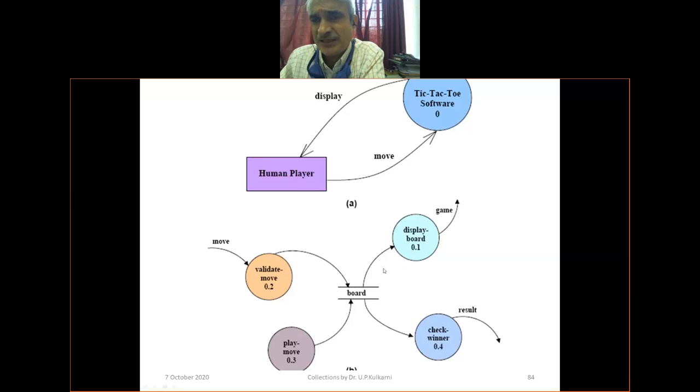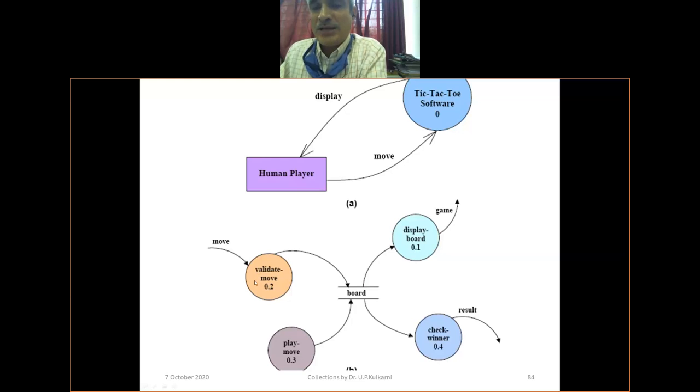In fact, for every arc you find here, you need to label what data moves there. You can say one board marked with a cross mark or whatever it is, and that is being displayed. Now look at 0.2. Move: you can write move in the form of a cell number. It is a validator. Move, cell number, 1 to 9.